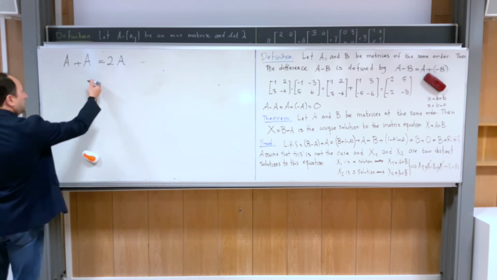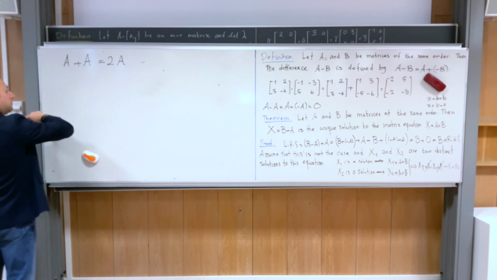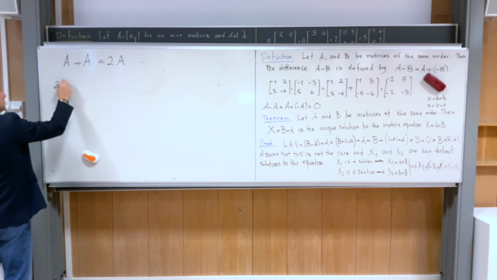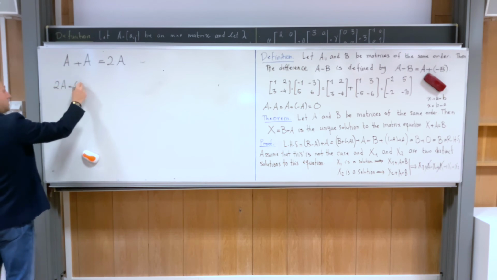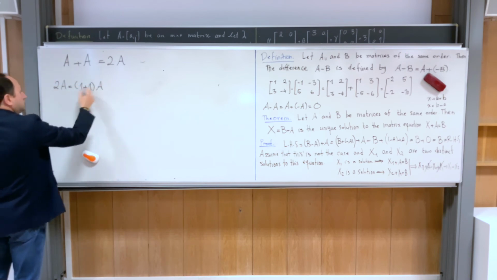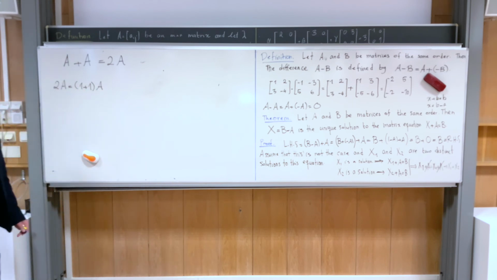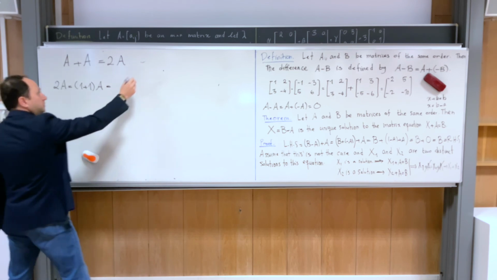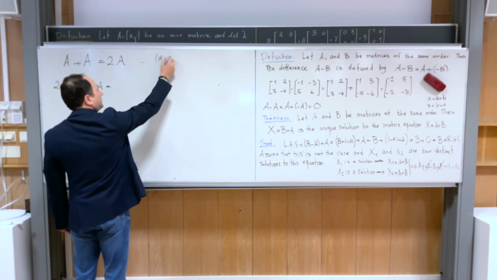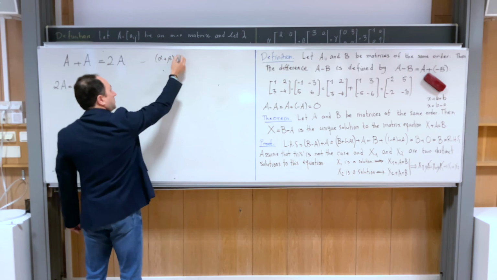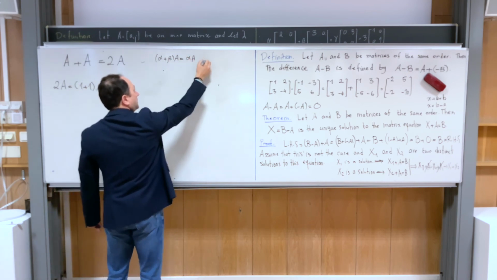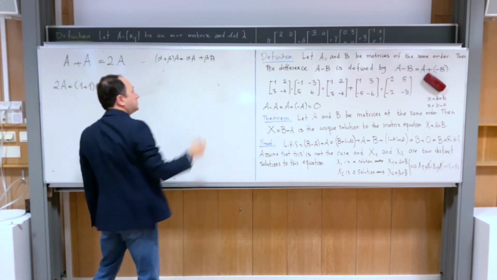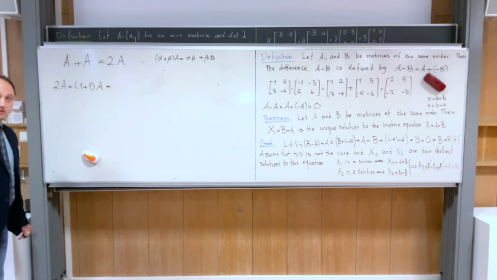Because in principle, what does this mean? Let me start from the right-hand side. So when you write 2A, instead of 2, you can write (1 plus 1)A. Yes, 1 plus 1 is the same number as 2. Okay, and then you have this property. Do you remember? The property was this. If I have (alpha plus beta) times A, I can multiply alpha by A, I can multiply beta by A, and then add these new matrices. Yes? That was one of the properties in the previous theorem.